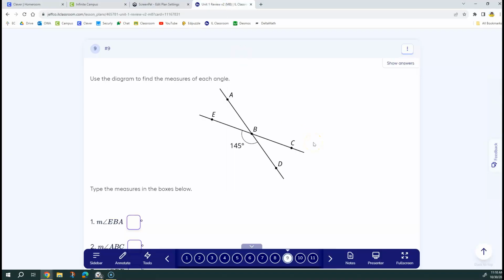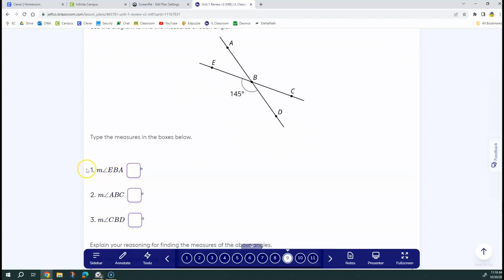Let's take a look at number 9. Use the diagram to find the measures of each angle. So we're looking for the measure of angle EBA, the measure of angle ABC, and the measure of angle CBD.